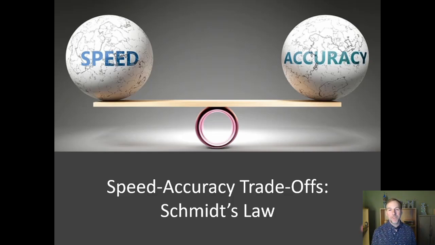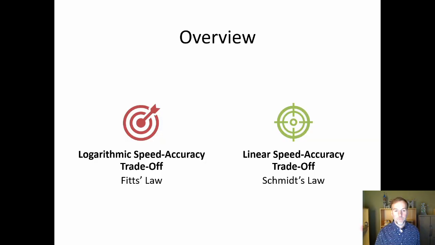Welcome back everyone to our second module on speed accuracy trade-offs, and more specifically today we're going to focus on Schmidt's law. So last module we learned about Fitts' law, named after Professor Fitts, and that was a logarithmic speed accuracy trade-off. Today we're going to see a linear speed accuracy trade-off, which is actually a little more straightforward, so we won't need logarithms. And this one was discovered by Professor Schmidt.